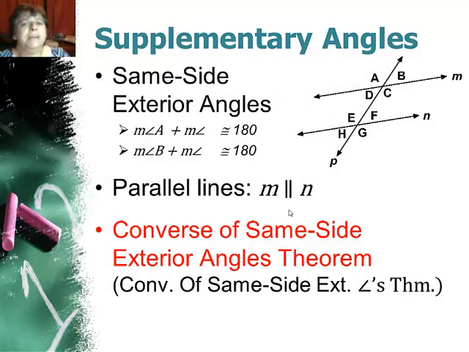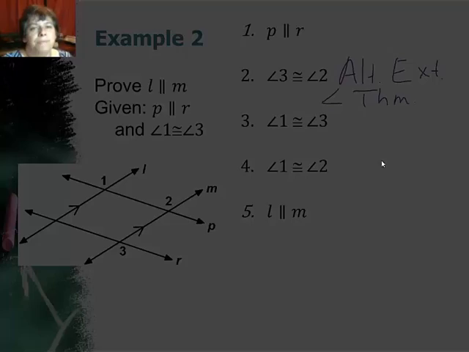The other set of same-side exterior angles: you can see angle A over here, and if I go same side exterior, the angle that goes with it is angle H. If I use angle B, then I get angle G. I just have to show that those two angles add up to 180 degrees, and then use the converse of the same side exterior angle theorem.